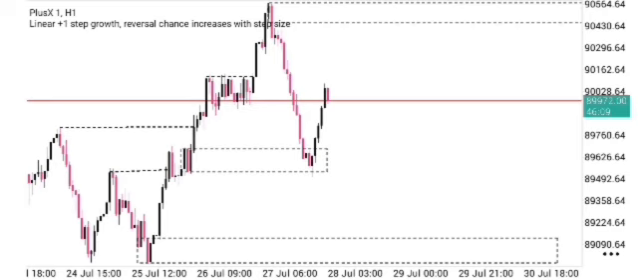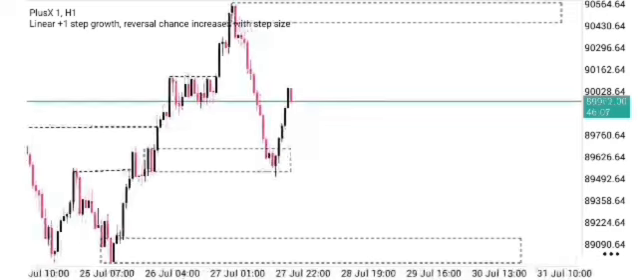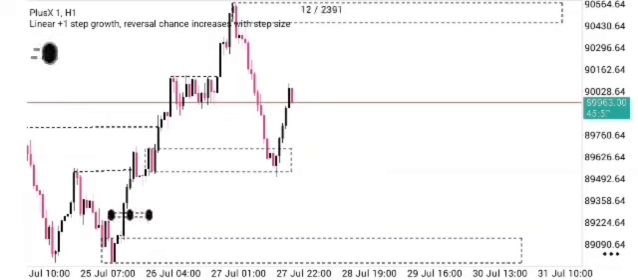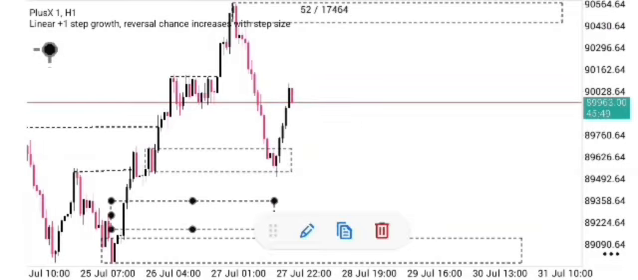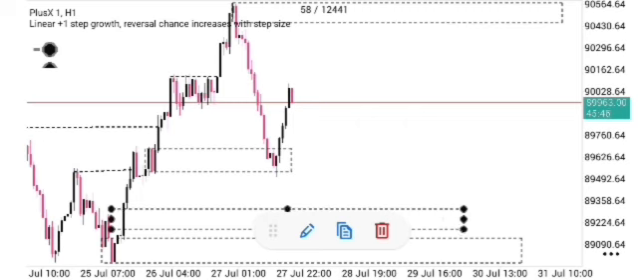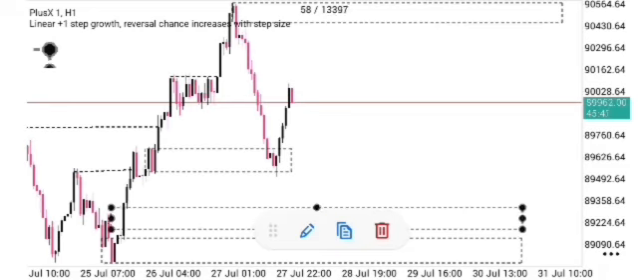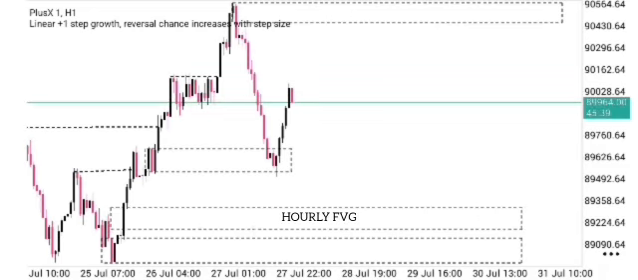So price rejected from the order block. So me personally, I use fair value gaps as my entry points, right? So I'm gonna mark this fair value gap right here. I'm gonna use this fair value gap as my entry point, where I enter the market. So I don't just mark any fair value gap on the chart.